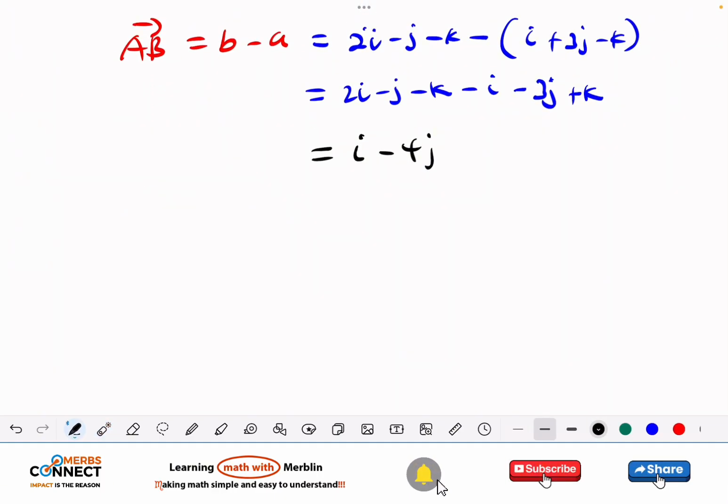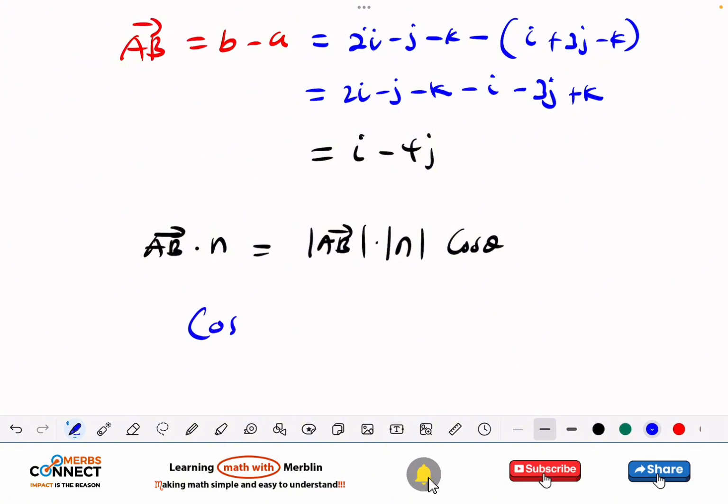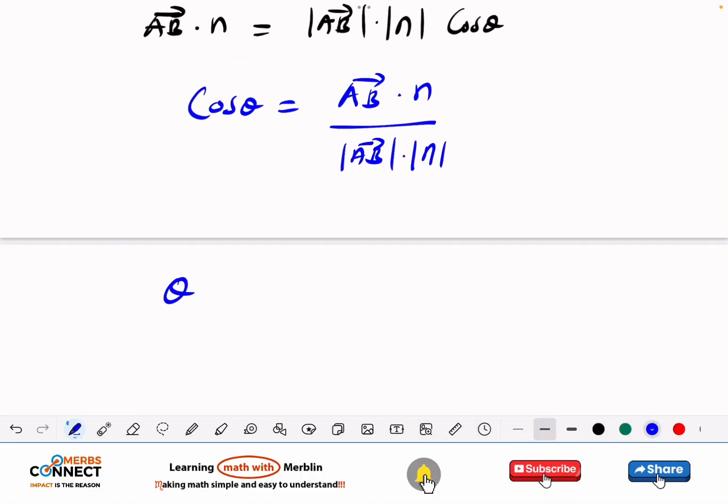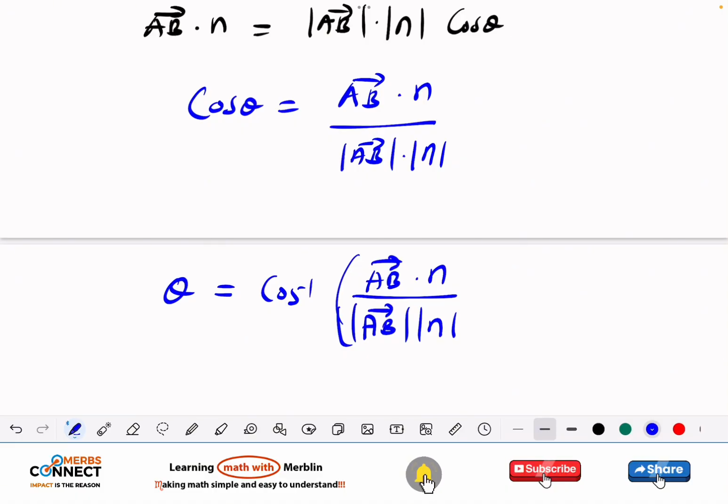So we know that for finding the angle, AB dot the normal n should be equal to the magnitude of this times this times cos theta. And we've done this one, and it is not difficult to see that cos theta is the same as this dot this divided by the magnitude of AB times the magnitude of n, and then our theta will be equal to cos inverse of everything that we have there. Cos inverse of AB dot n divided by magnitude of AB, magnitude of n.